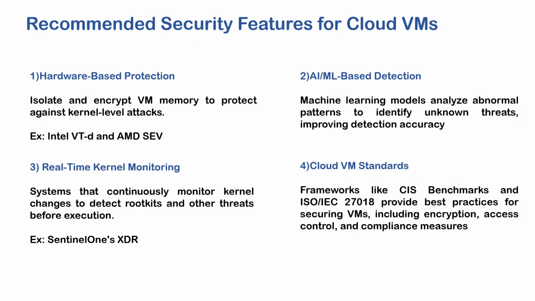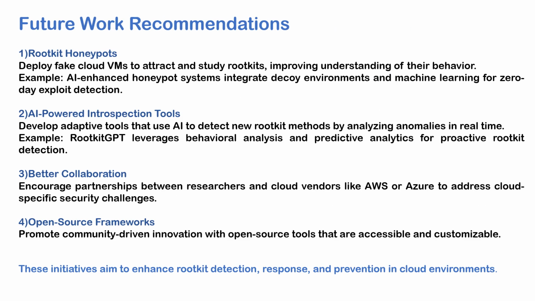Recommended security features for cloud VMs. Hardware-based protection: isolate and encrypt VM memory to protect against kernel-level attacks. AI/ML-based detection: machine learning models analyze abnormal patterns to identify unknown threats, improving detection accuracy. Real-time kernel monitoring: systems that continuously monitor kernel changes to detect rootkits and other threats before execution. Cloud VM standards: frameworks like CIS Benchmarks and ISO/IEC provide best practices for securing VMs, including encryption, access control, and compliance measures.